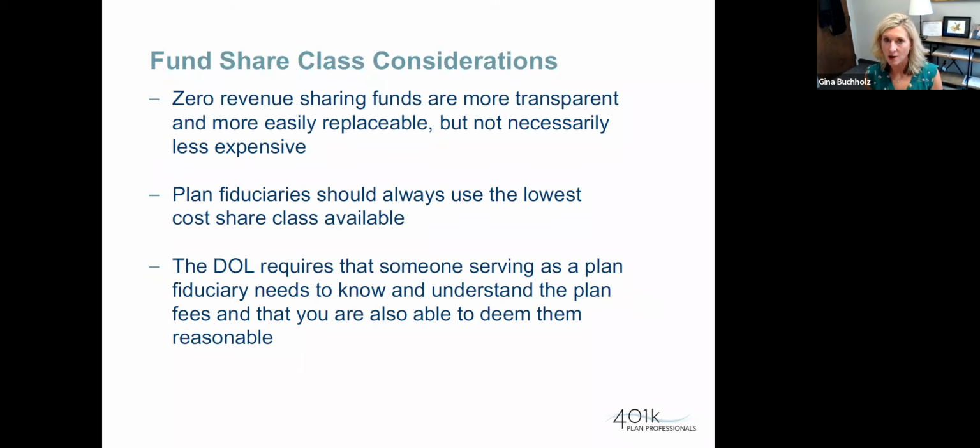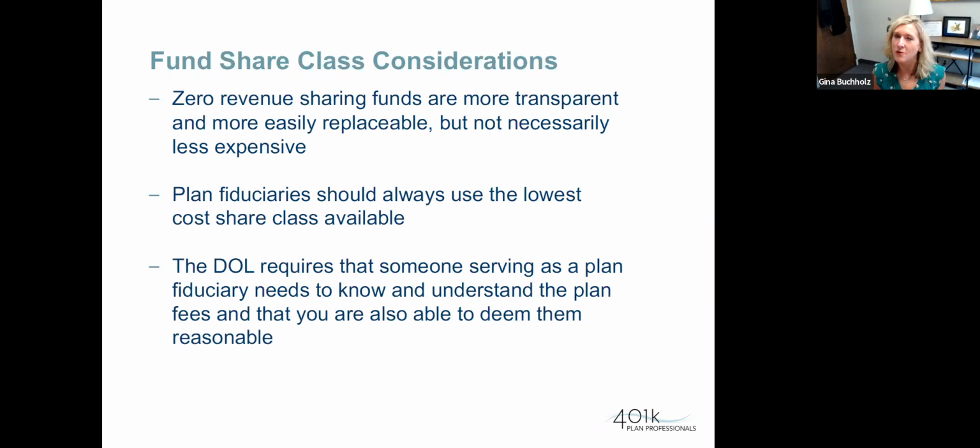So sometimes we'll talk to our clients and they have revenue sharing funds and we think, gosh, maybe we should look at some zero revenue sharing platform. But in that analysis, we might find that it's actually cheaper using the revenue sharing classes. That we might be using the most efficient share classes, and therefore it might behoove us and be in the best interest of the plan participants to keep a revenue sharing platform. So again, it doesn't necessarily mean one is better than the other. Definitely think zero revenue sharing funds are more transparent, but that's an analysis that we can help you with.